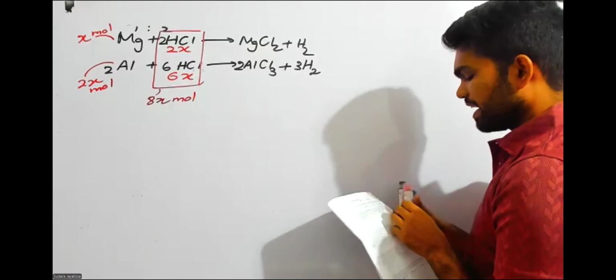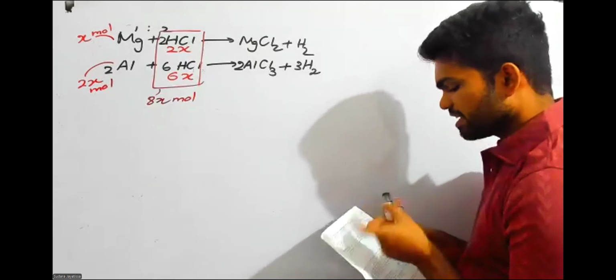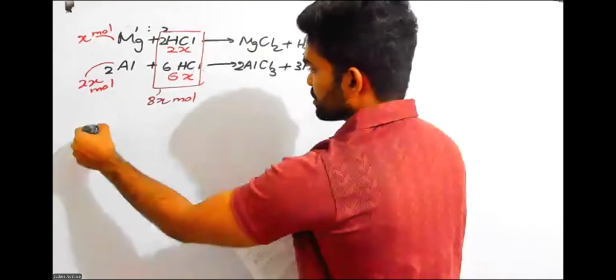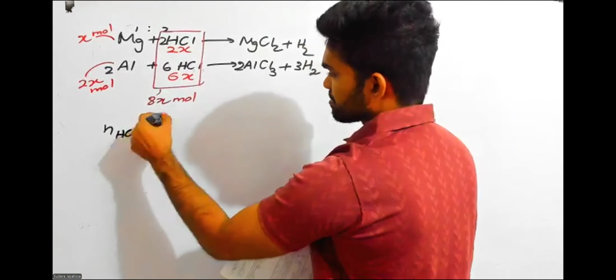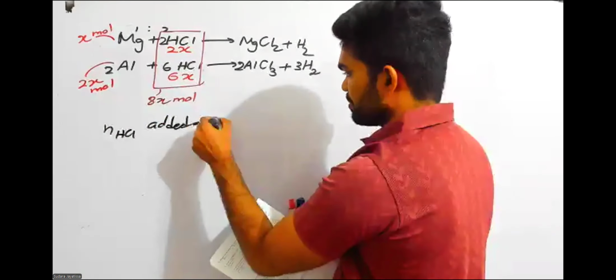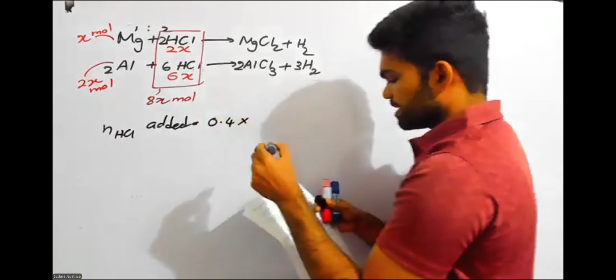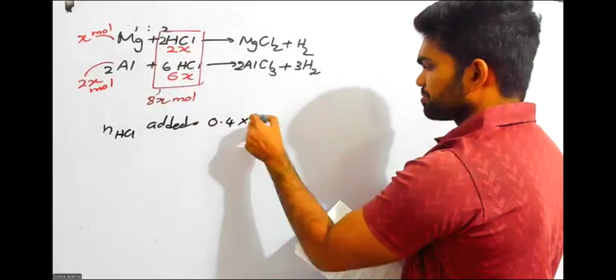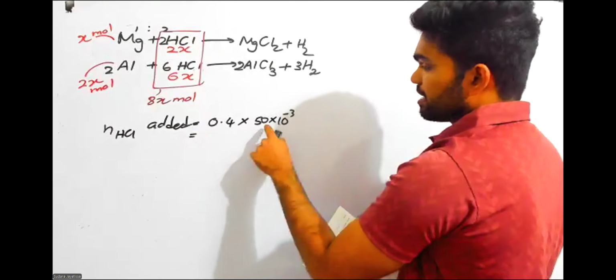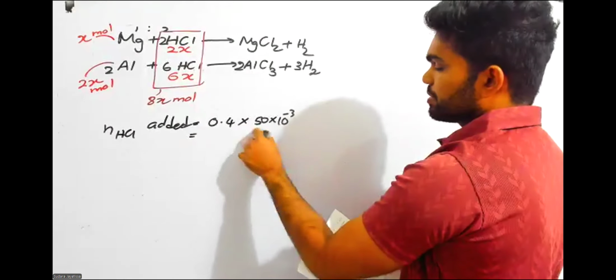And they are telling the added HCl and the remaining HCl, so you can find it. Let's find the moles of added HCl. You need to multiply 0.4 mole per decimeter cube by 50 cubic centimeters, which is 50 into 10 to the power minus 3. So you'll get 4 into 5, 20.